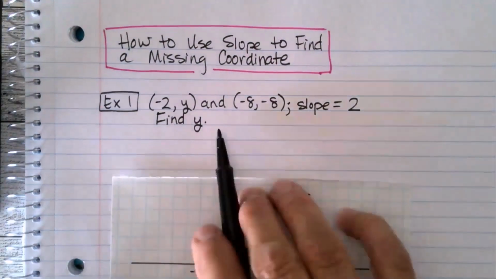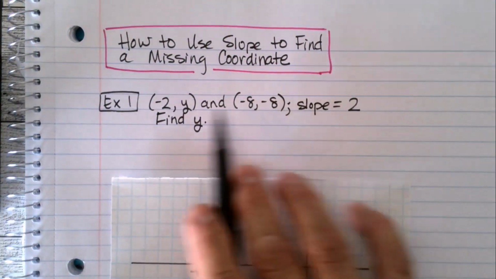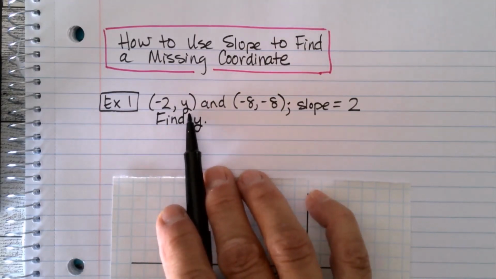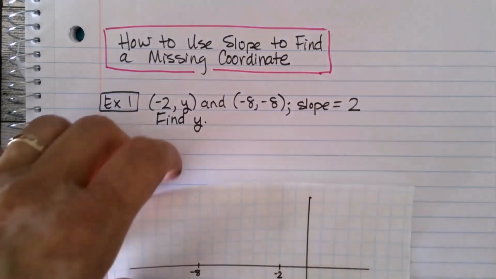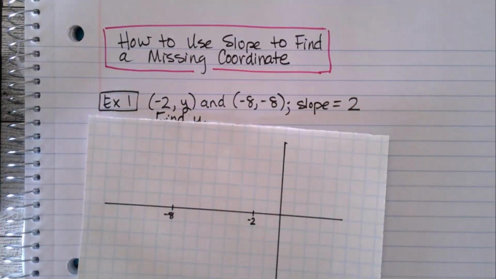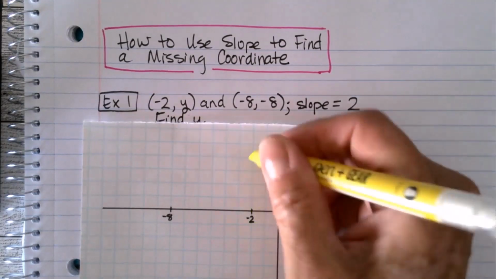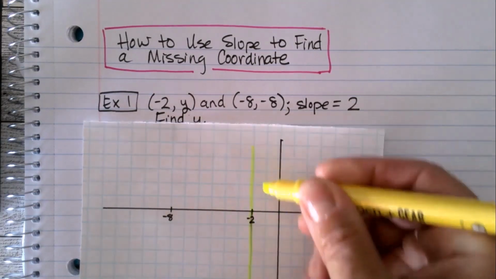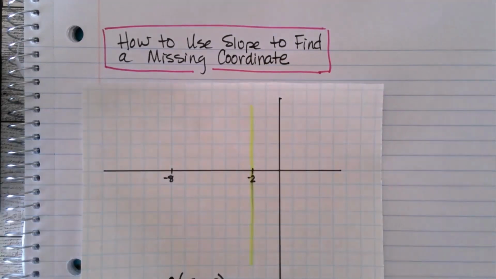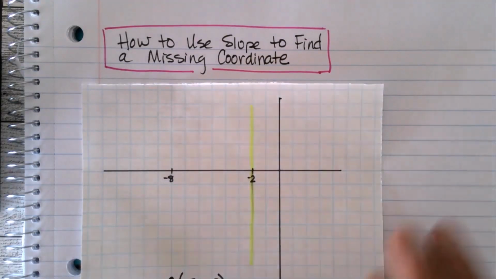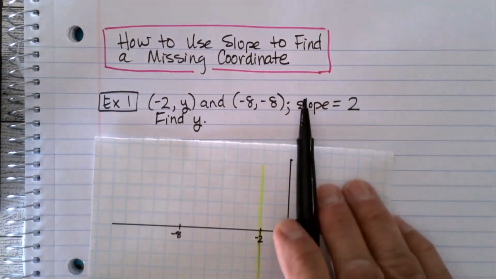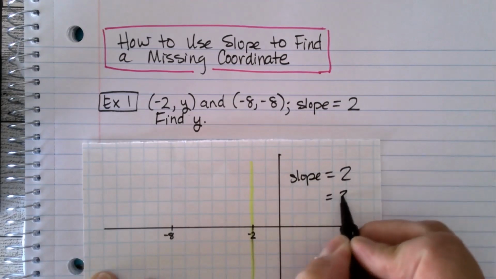So this problem says we know the point -8, -8. What we don't know is the y-coordinate of this point. We know the x-coordinate is -2. So what I'm going to do is draw a little line. I know that the x-coordinate has to be -2. I don't know what the y is. I'm going to draw points until I hit this line. That's my finish line. This is one way to solve these problems, and certainly not the only way to solve these problems. The slope is 2, which means that's 2 over 1.